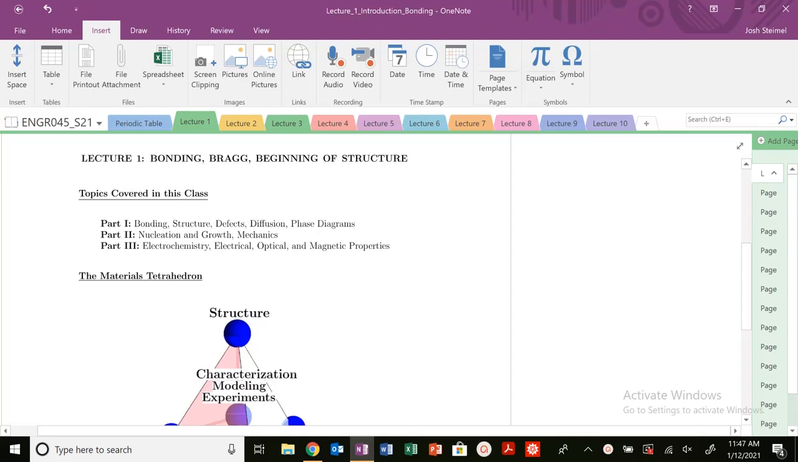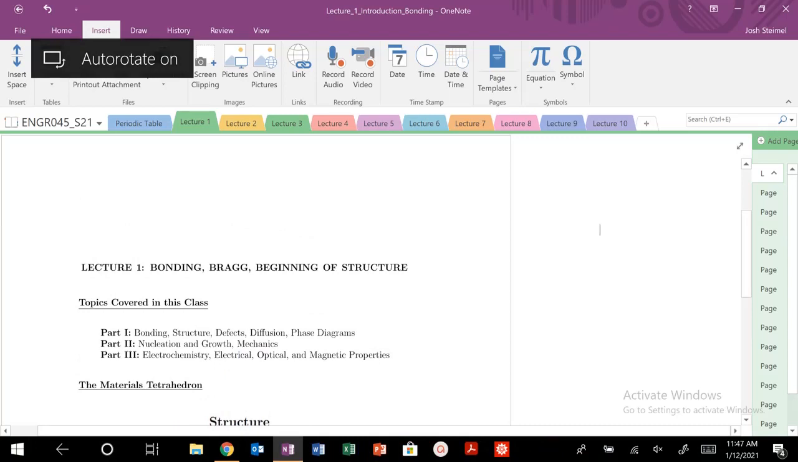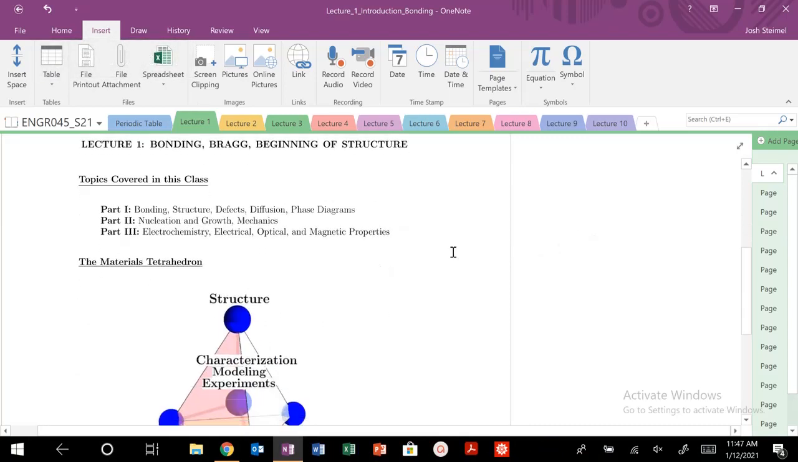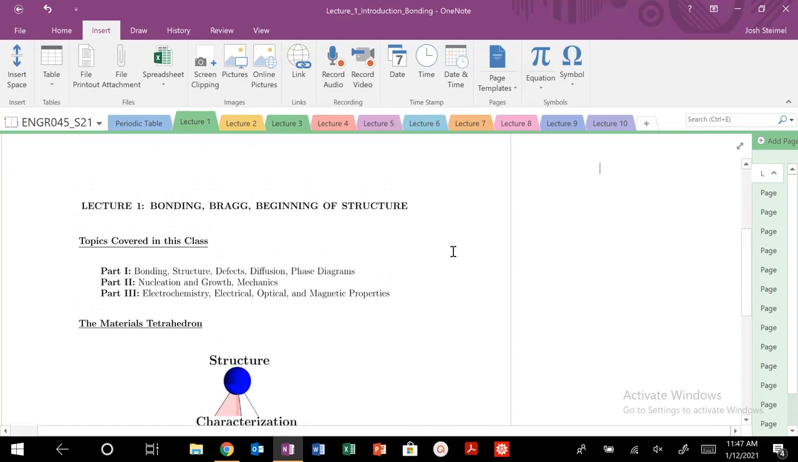To Engineering 45, and we're going to begin our journey on how I'm going to, in a remote teaching environment, stuff 4 years of undergraduate materials into one semester. So let's go ahead and figure that out together.